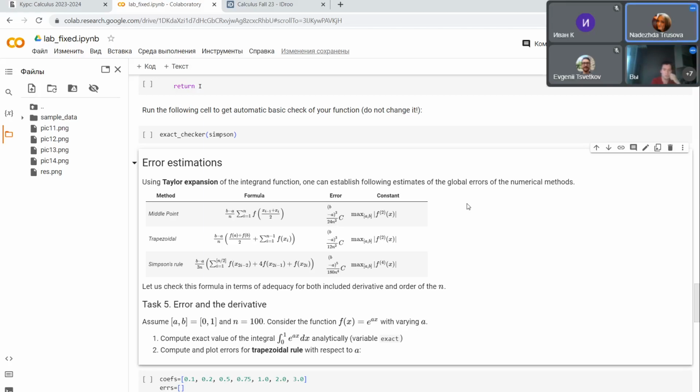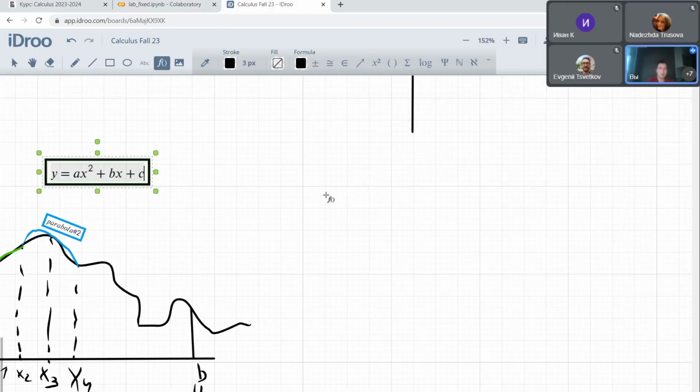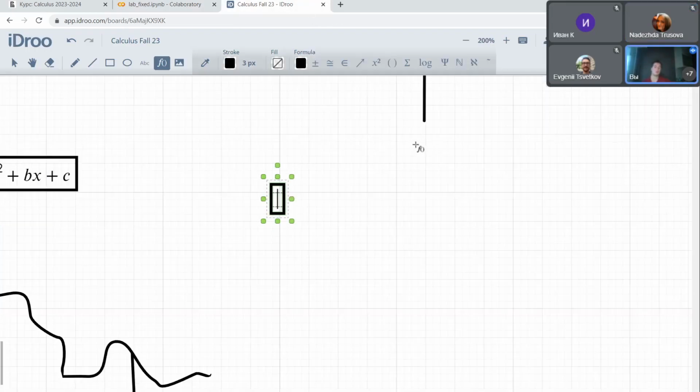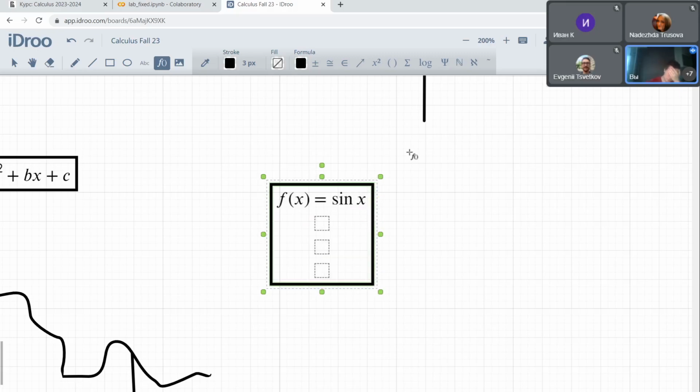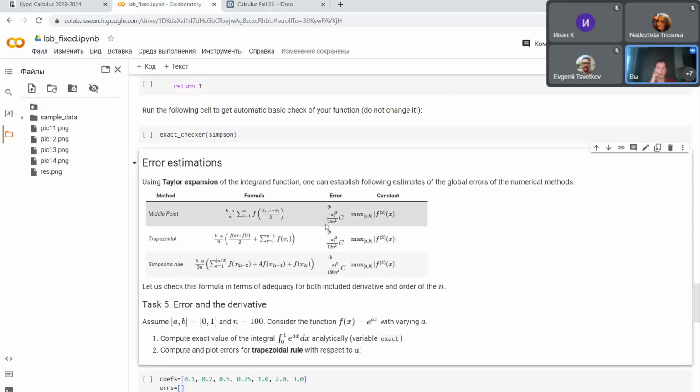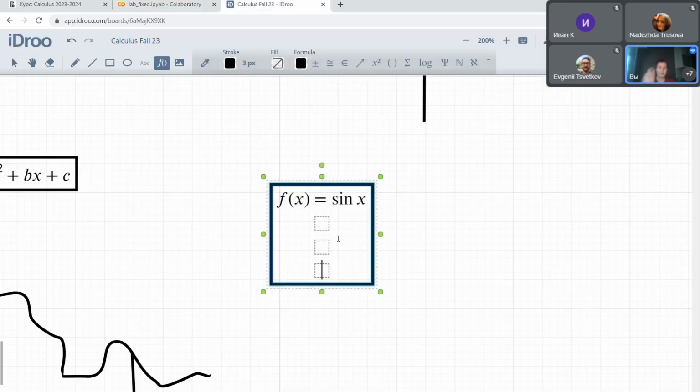I don't know. Okay. So let's look at an example. Let's take some function. What's the simplest function of all? Sine. Okay, f(x) is sine x, and we want to estimate the error of the middle point rule. And we know that estimation. We have some segment [a, b].